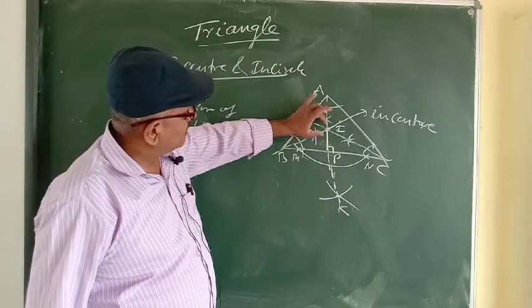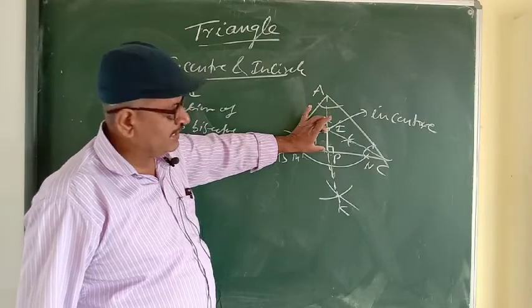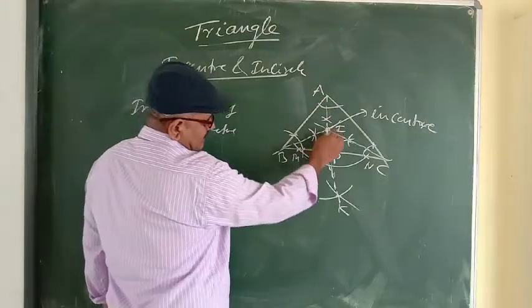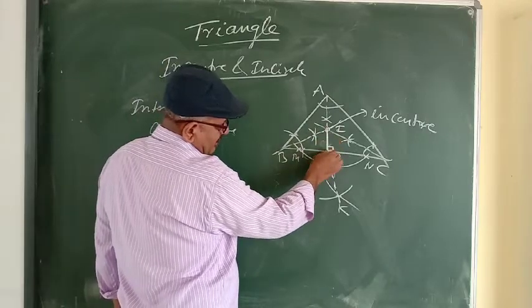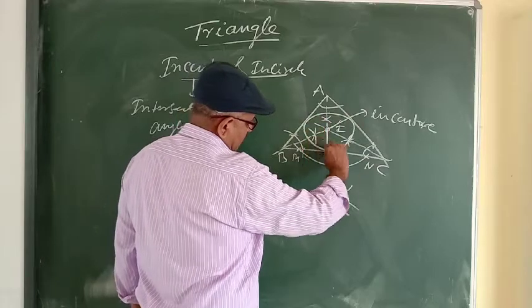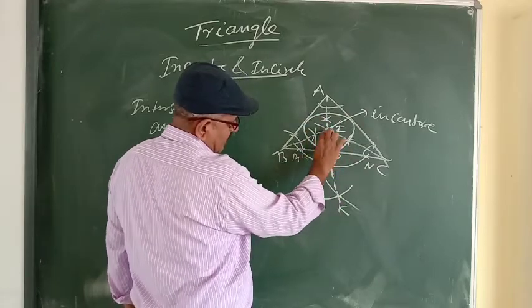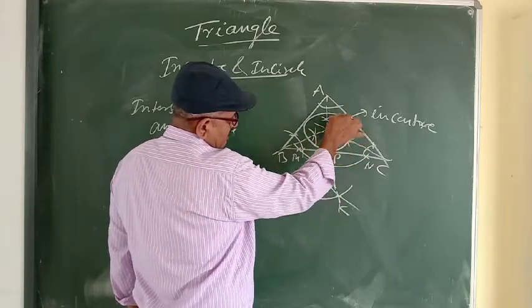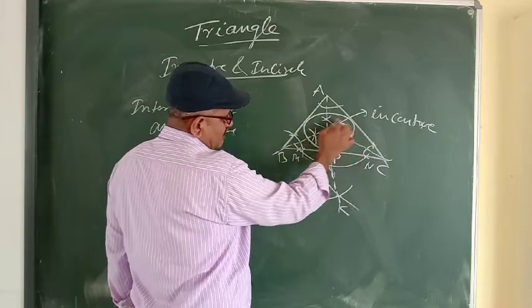So taking I as center and IP as radius, we will draw a circle. It will touch all the three sides of the triangle.